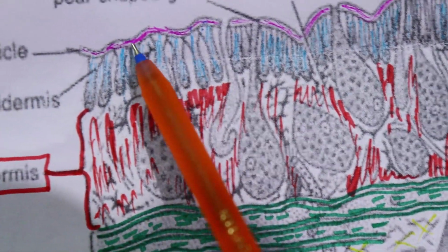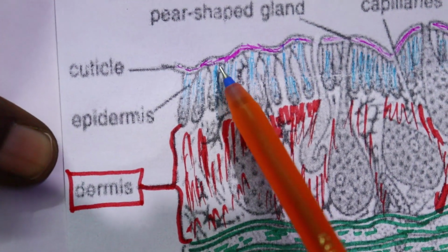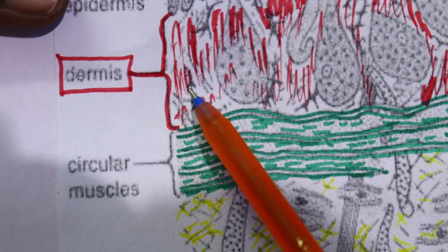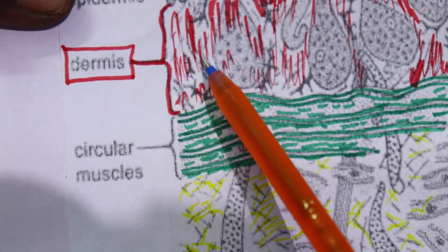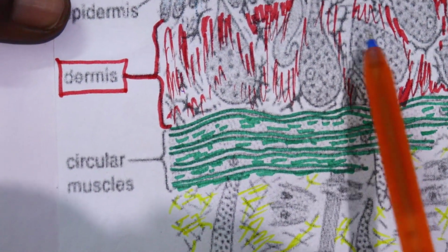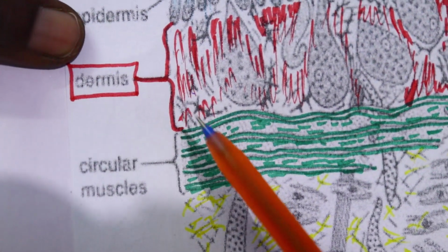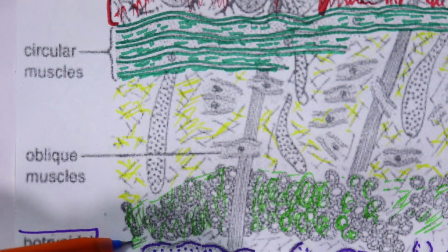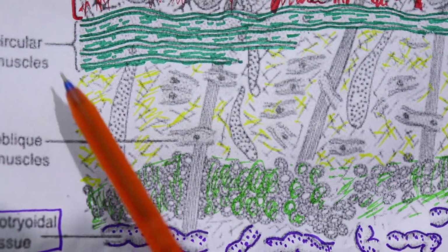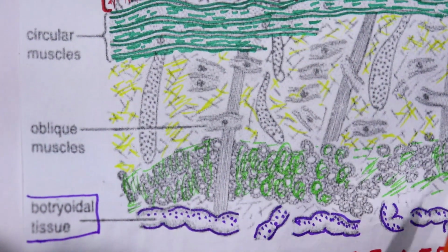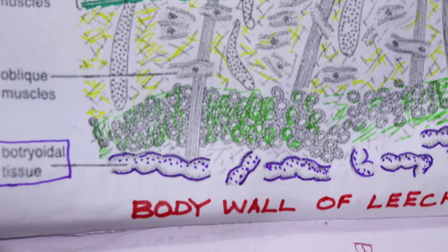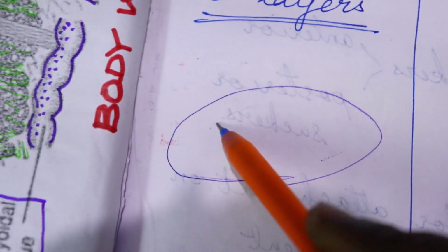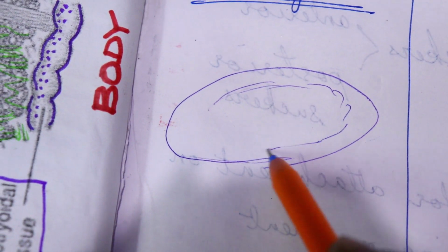Now, what did we see now? First layer is cuticle. Below that is epidermis. And below the epidermis is dermis layer. Dermis layer is formed of all connective tissues. Below the dermis, we have got the muscular layer. From here to here is a muscular layer. And these are the circular muscles. Imagine that, see, half here. So it is circular layer.